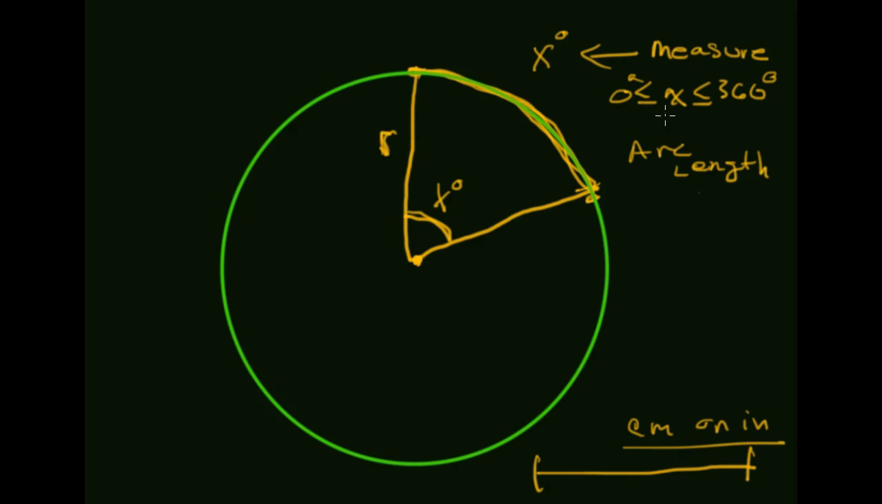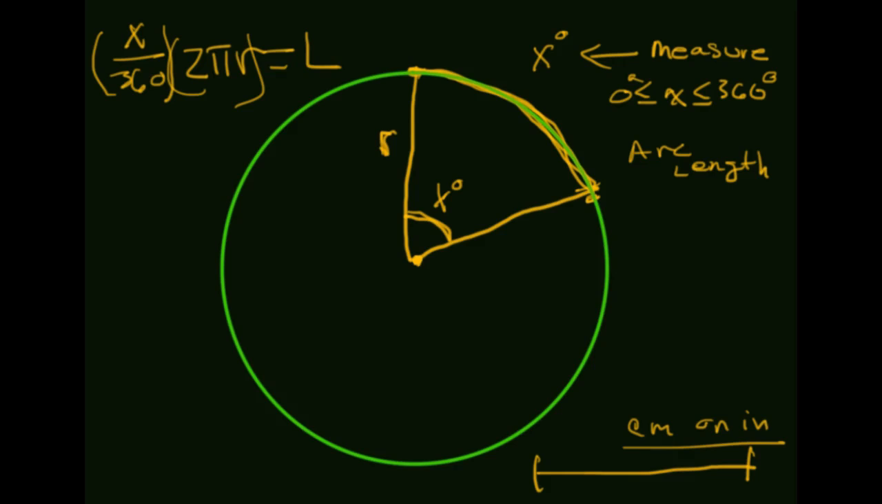Because see, this is part of the circumference. If I went all the way around the circle, I would get a circumference, and that's 2 pi r. But I'm not going all the way around the circle. I'm only going x degrees around the circle, and I'm going x out of 360 degrees around the circle. And that there is my arc length formula. So it's the arc measure over 360 times the circumference.